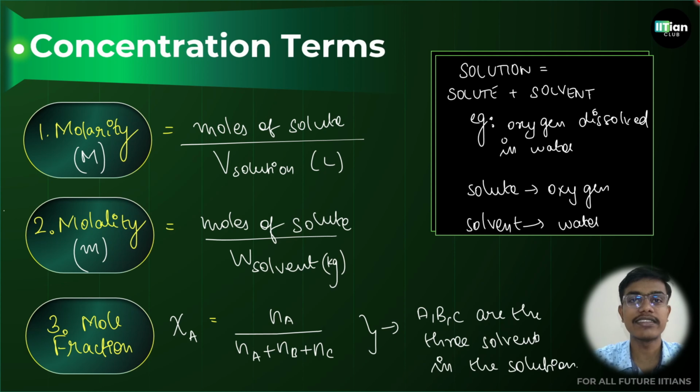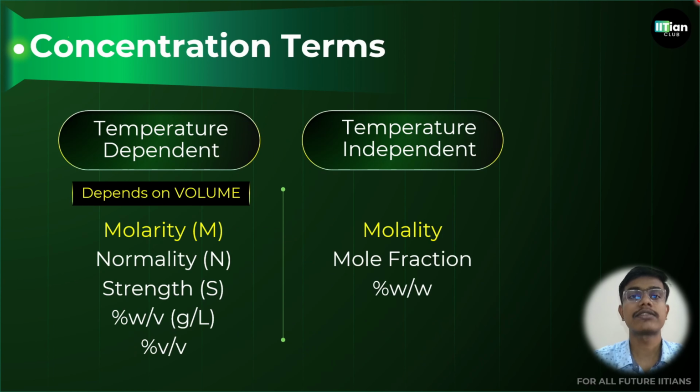The next one is mole fraction. Suppose there are A, B, C in the solvent. The mole fraction of A would be the number of moles of A divided by the number of moles of A plus the number of moles of B plus the number of moles of C. And the most important thing in these concentration terms is temperature dependent and temperature independent concentration terms.